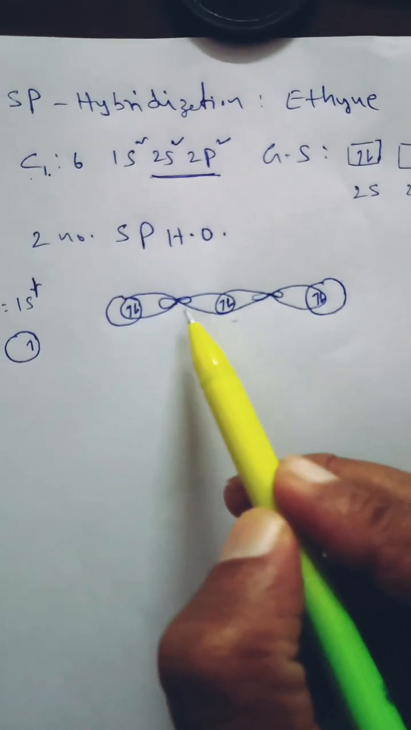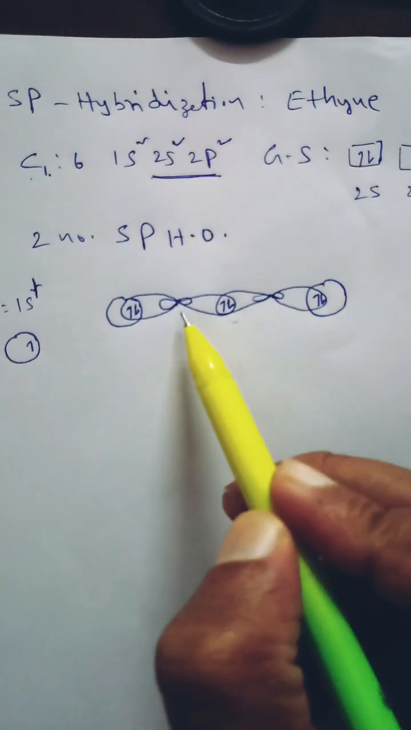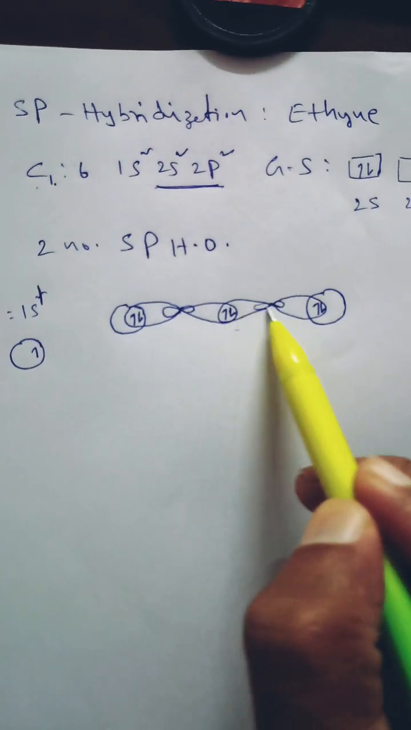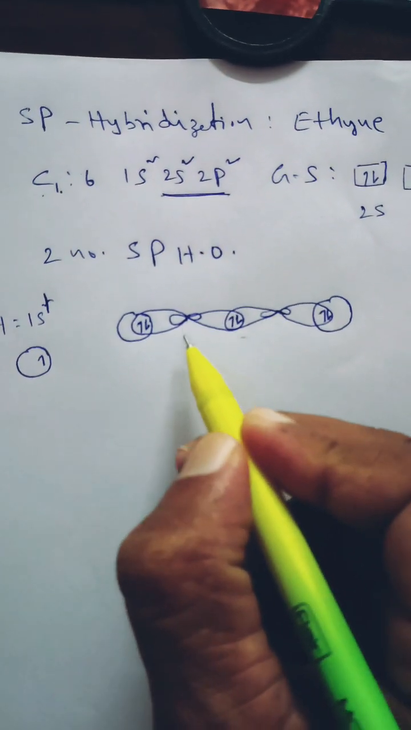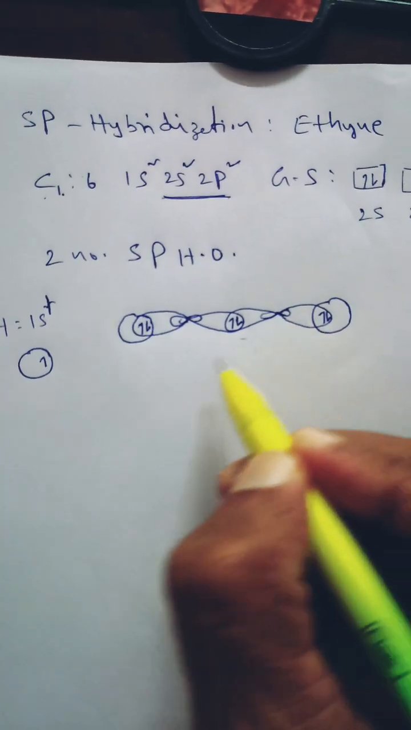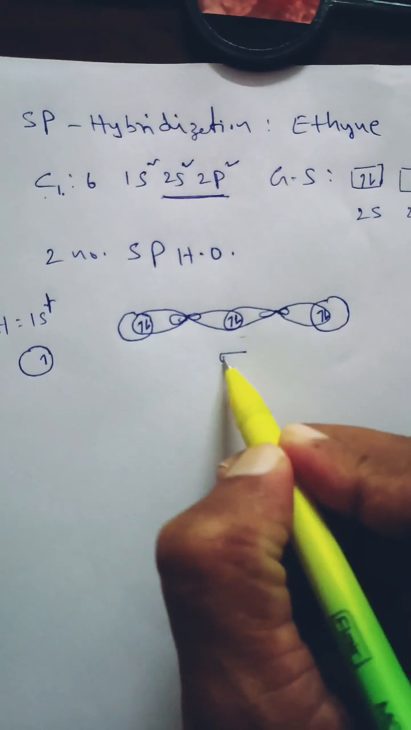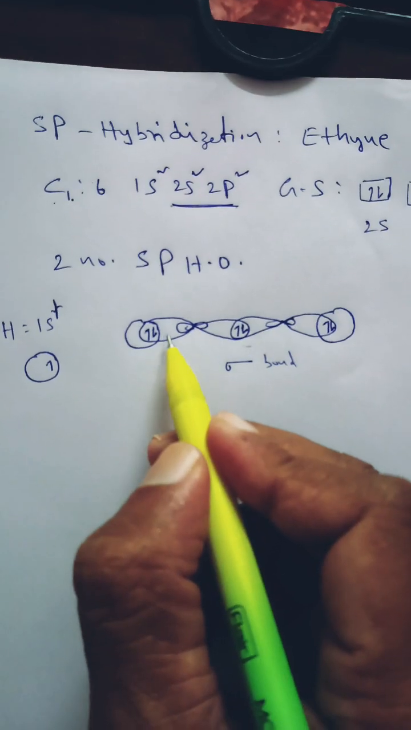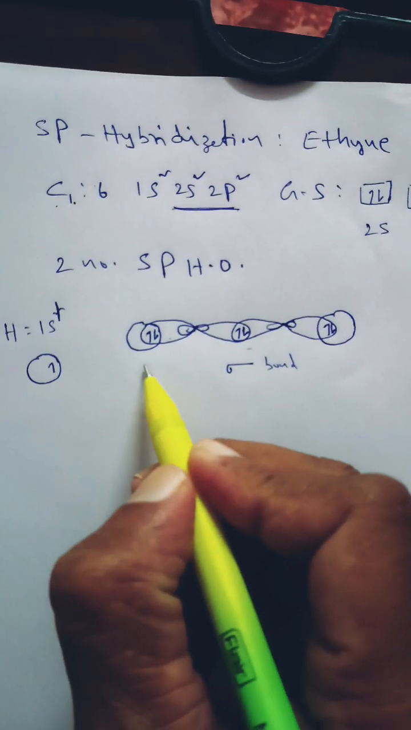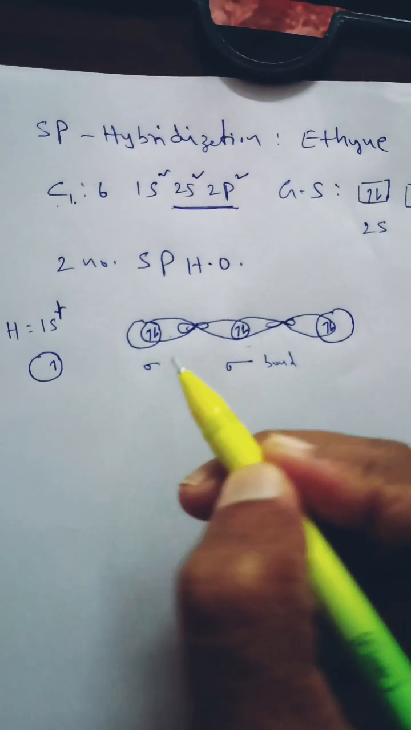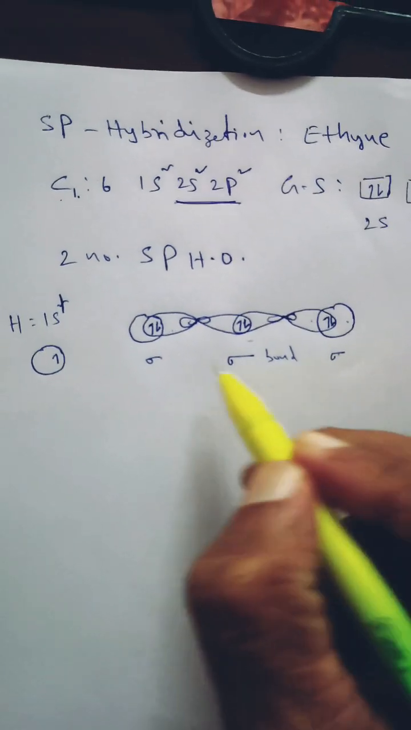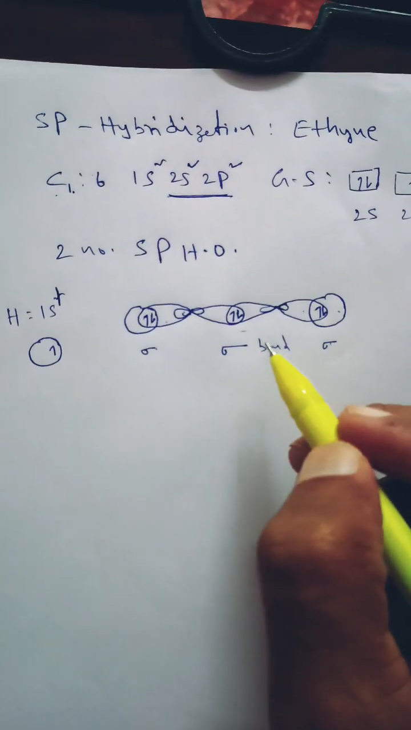Like this, the C1 hybrid orbital and the C2 hybrid orbital, one carbon and another carbon, form one sigma bond. This is the carbon-carbon sigma bond. This is a C-H sigma bond, and this is also a C-H sigma bond. So three sigma bonds are available here.